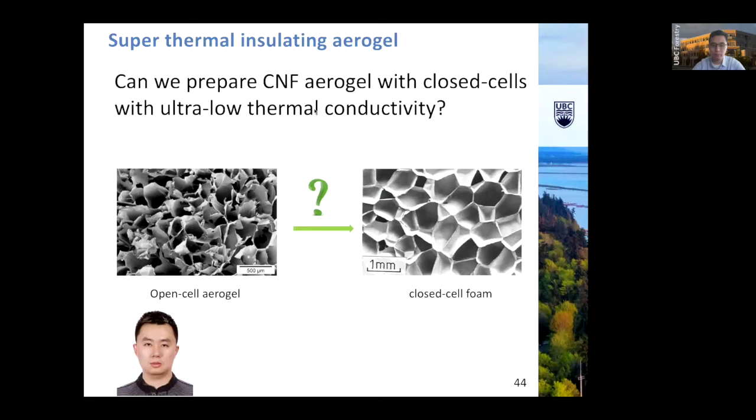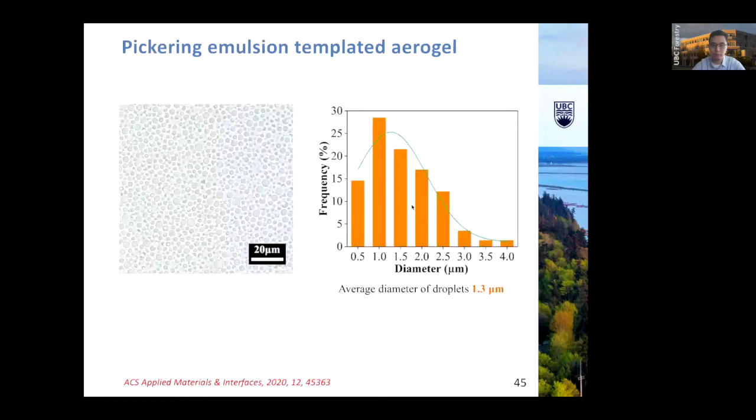So my challenge to the student is whether we can reduce the thermal conductivity. So what can we do? Thermal conductivity has three parts: the conduction, the convection, and also the radiation. Because the cellulose aerogel we are producing is mostly open pores, we thought, what happens if we make those into closed pores? By having closed pores, it can reduce the convection, reducing the airflow in the aerogel.